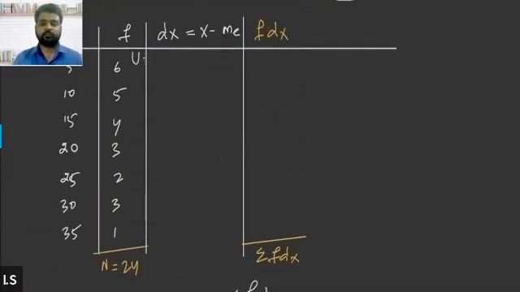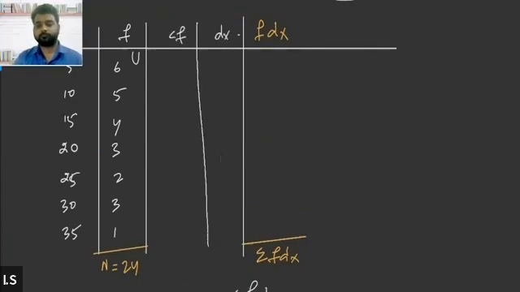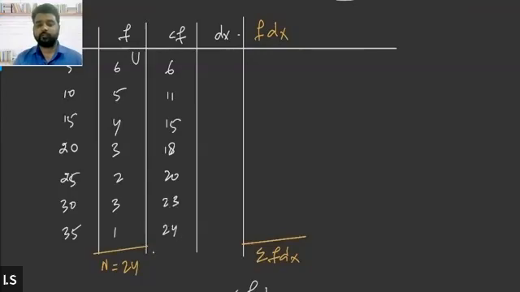So for finding out the 12.5th term, we also need to calculate the CF. Sorry, CF. Just a minute. So CF will be 6 plus 11, 11 plus 4 is 15, 15 plus 3 is 18, 18 plus 2 is 20, 20 plus 3 is 23 and 24. All right. And the median term is 12.5.